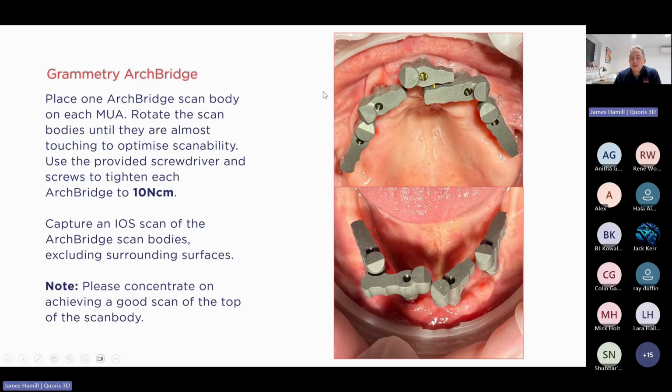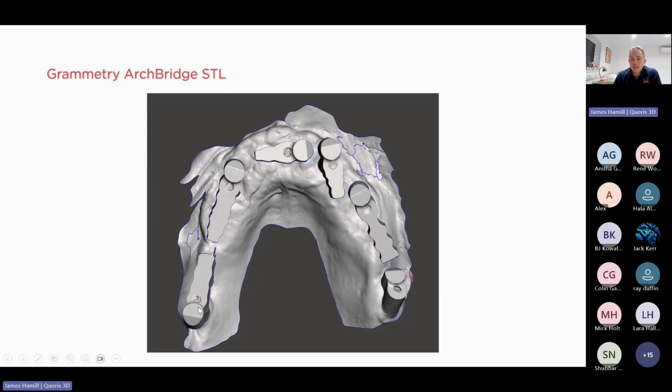All right. And it's important that you understand that this is the information that the lab requires. Okay, we don't need the buckle, we don't need the pallet, we really need the occlusal surface of the ArchBridge scan bodies, because that's how we stitch it together. You've also provided us with all the other information, soft tissue, bite, vertical, everything else we've already got if you followed the scan sequence.